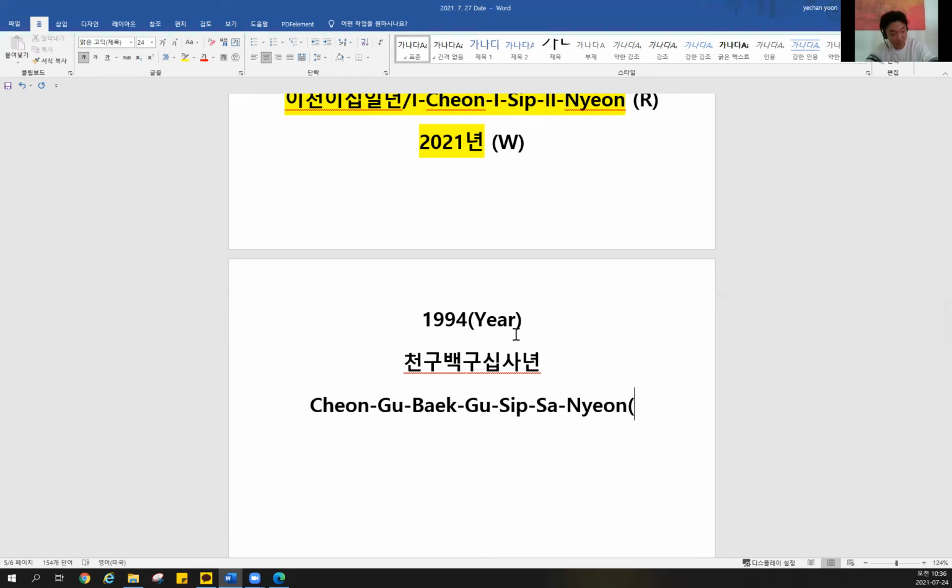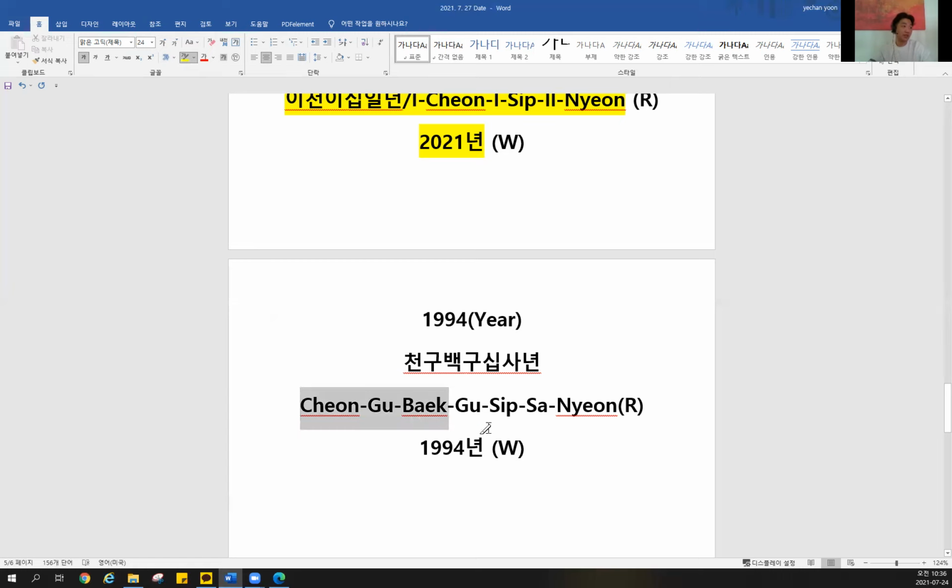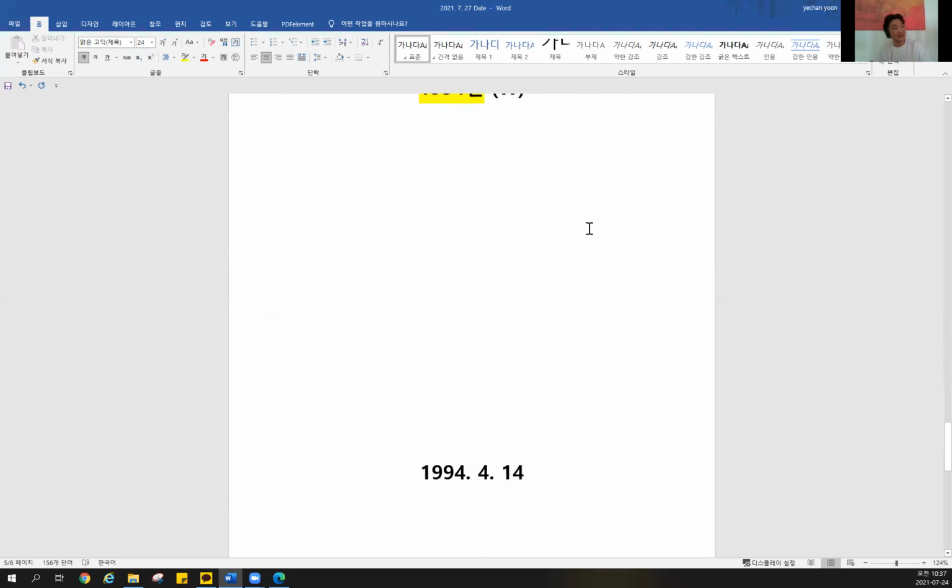All right? How to read it. It's kind of long, right? But if you're writing it down, it's pretty easy. Okay, like this. But please remember this one. 1994년. This is kind of long, but this is how you can pronounce it. 1994년. Okay? Let's try this one.